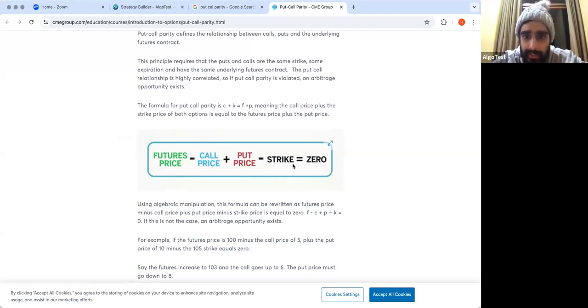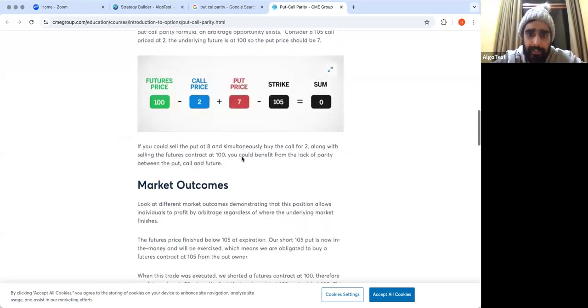And these are all the things that we can actually observe in the market. Right. So what these guys are saying is that the future price minus the call price plus the put price minus strike needs to be equal to 0. If you've never seen this relationship before, it's a pretty bizarre relationship. Why should this be the case? Why is this always the case?